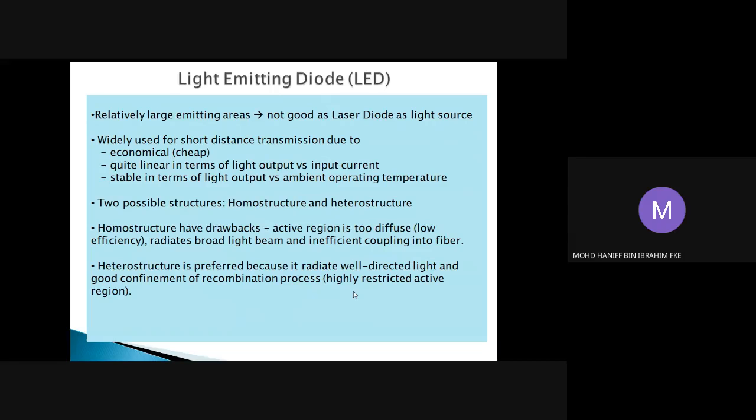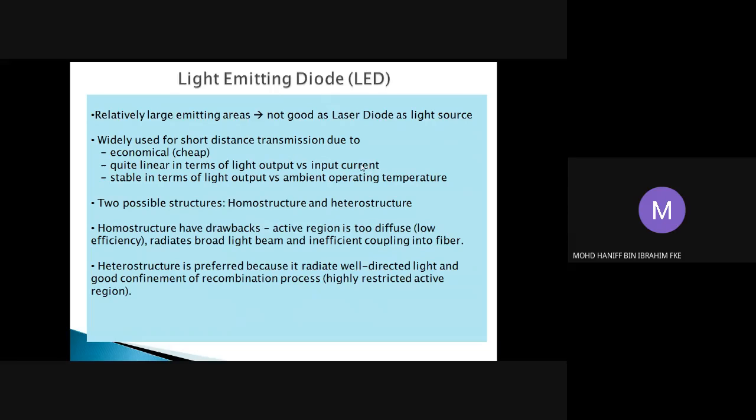But the LED is widely used for short distance transmission, only for short distance transmission, due to these reasons. Number one is that the LED is cheap. One LED costs only about 20 or 30 cents. It's very cheap. One more thing is that the LED is quite linear in terms of light output versus input current.